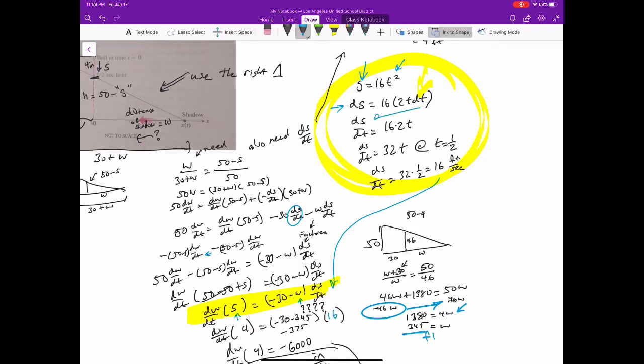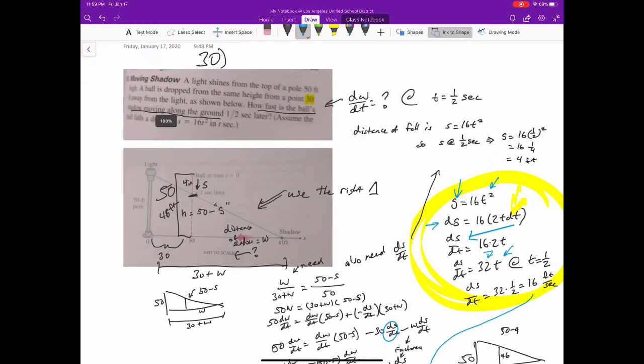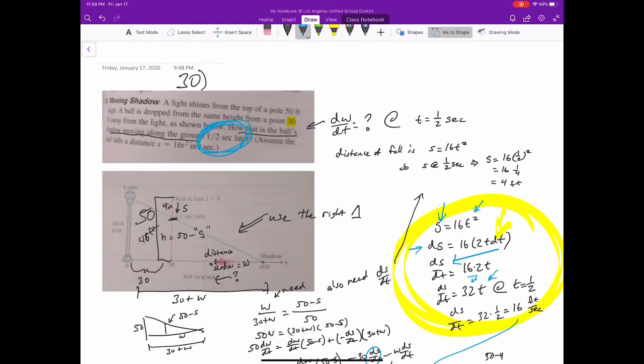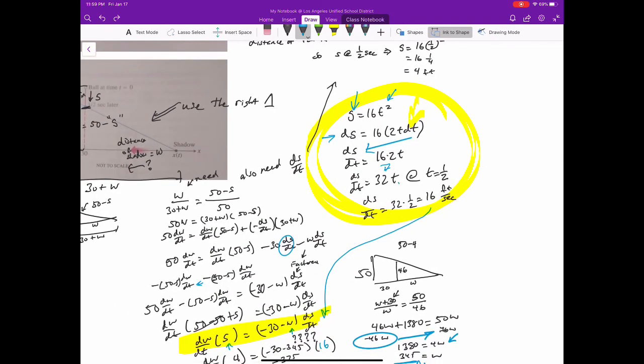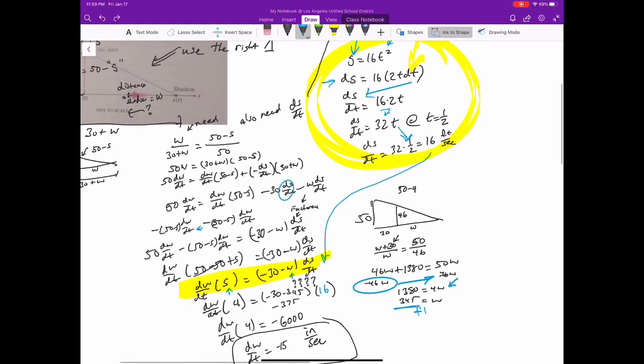I got rid of the dt, becoming dS/dt, and 16 times 2 is 32. We have a t value. This, as we went back to the problem, says happens 2 seconds later. 2 seconds later. So I plug that in here. 32 times 1/2 is 16 feet squared. And then, like I drew here, we plug it back into my dS/dt.